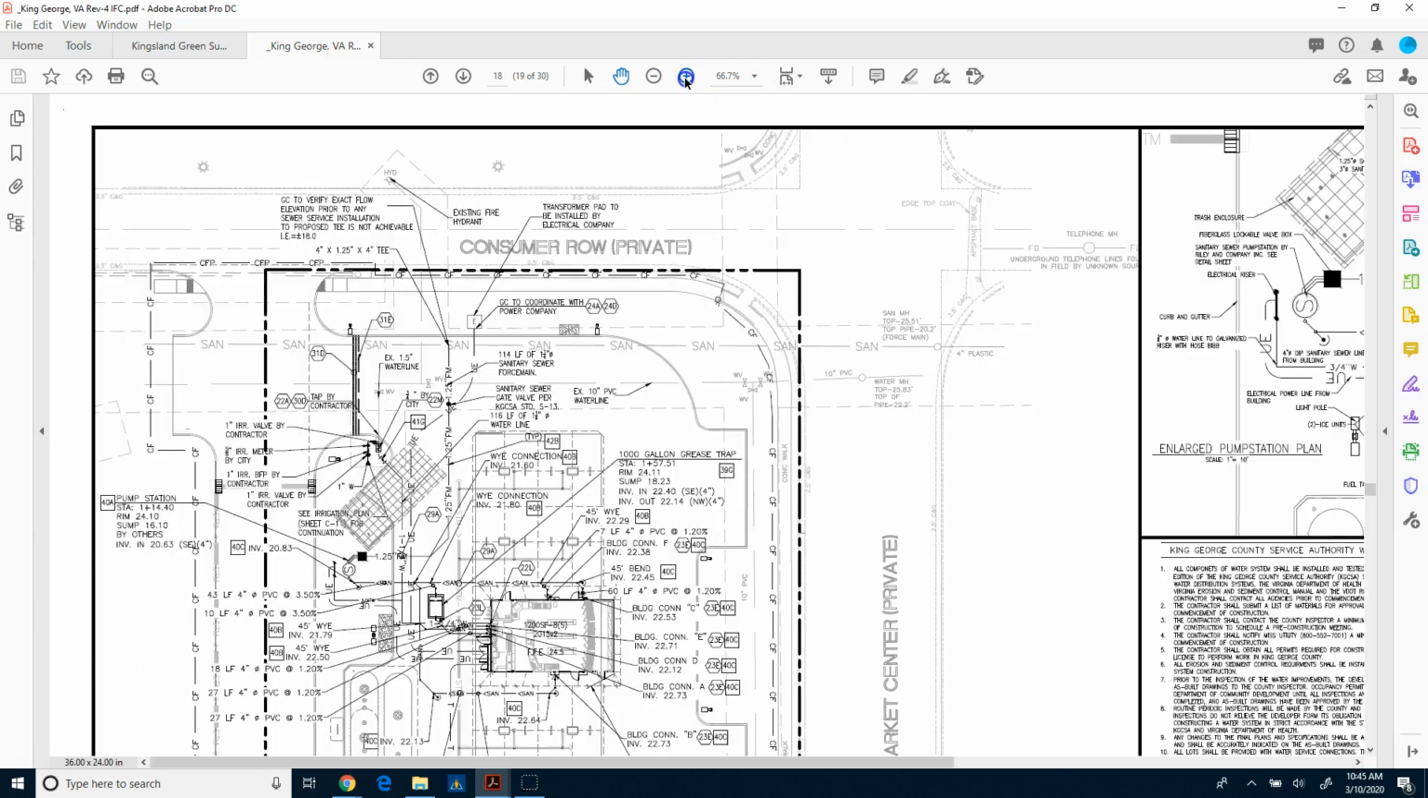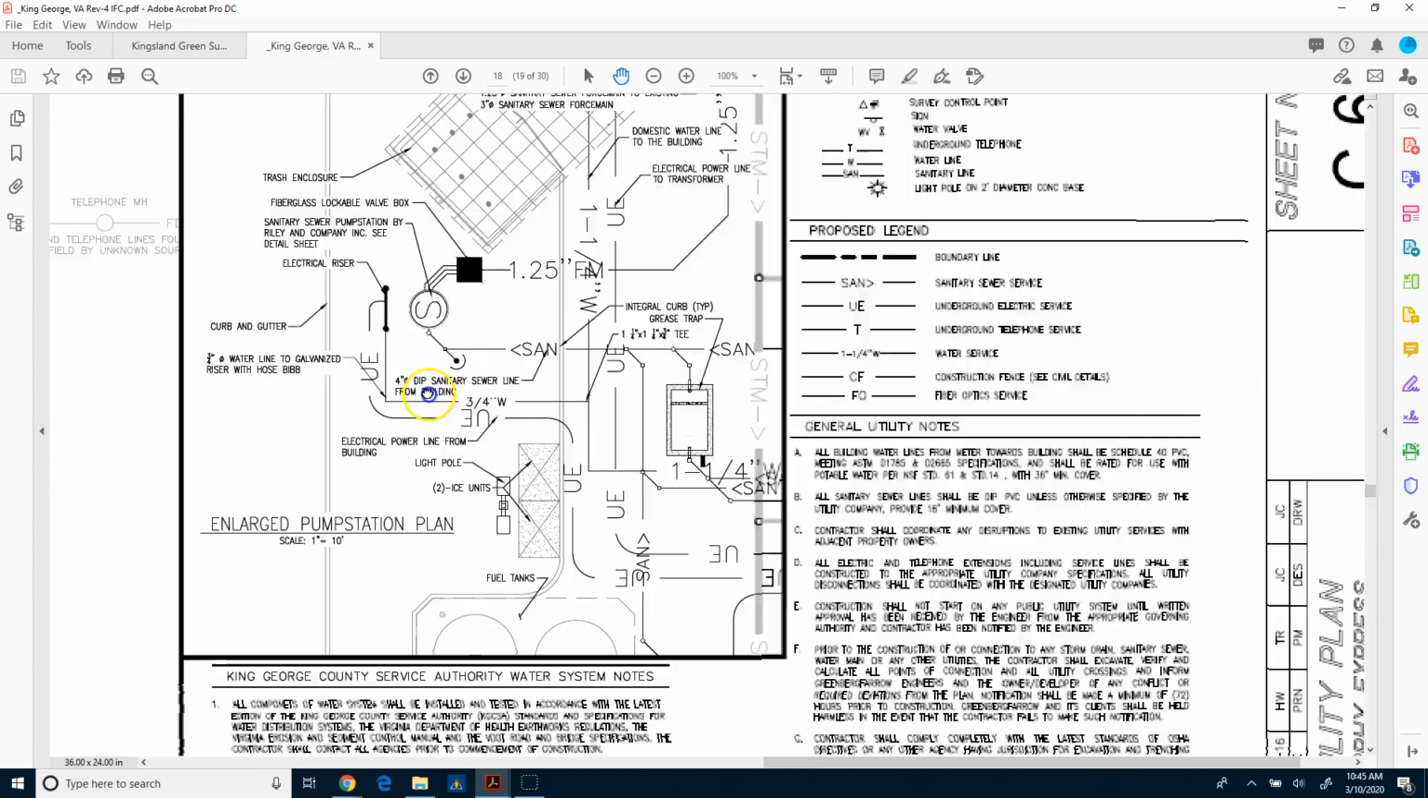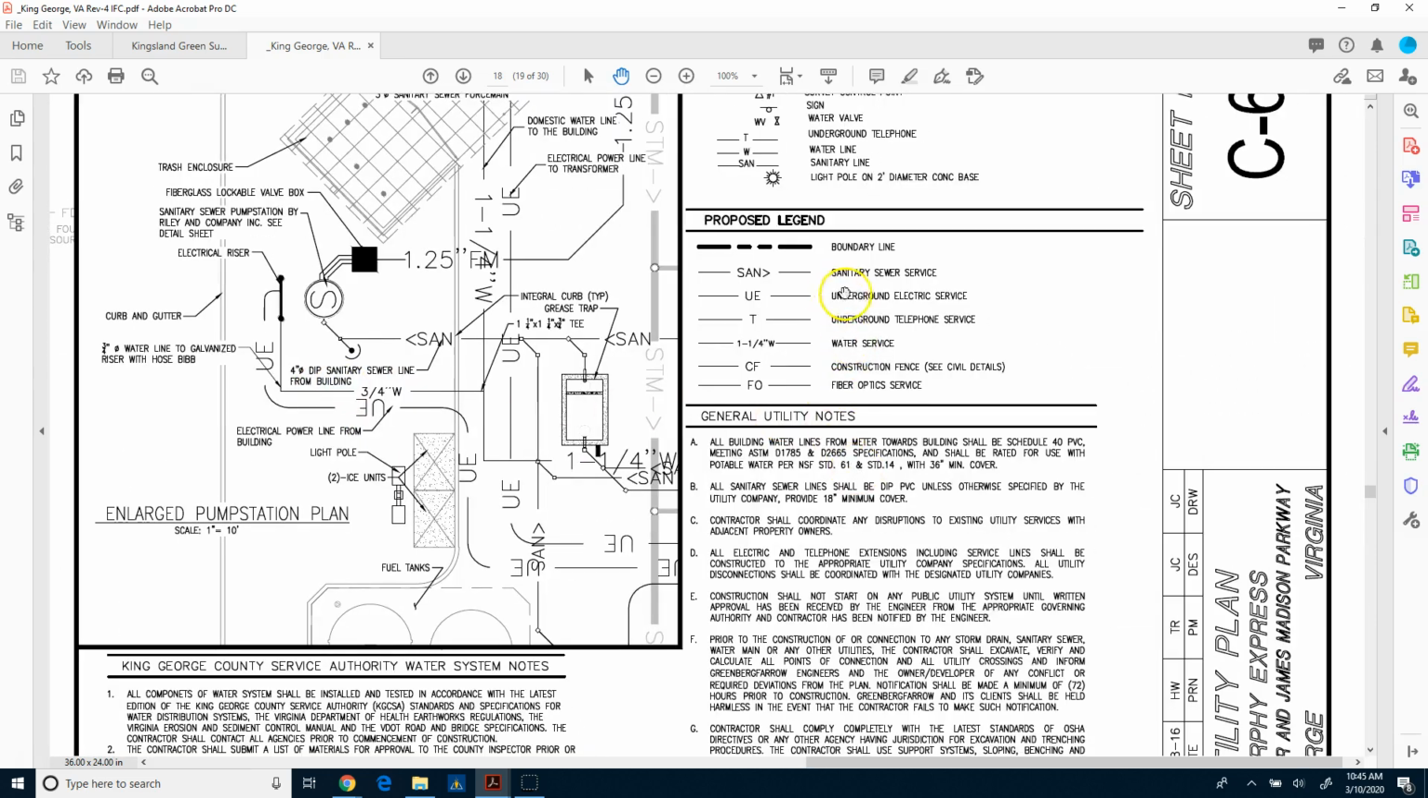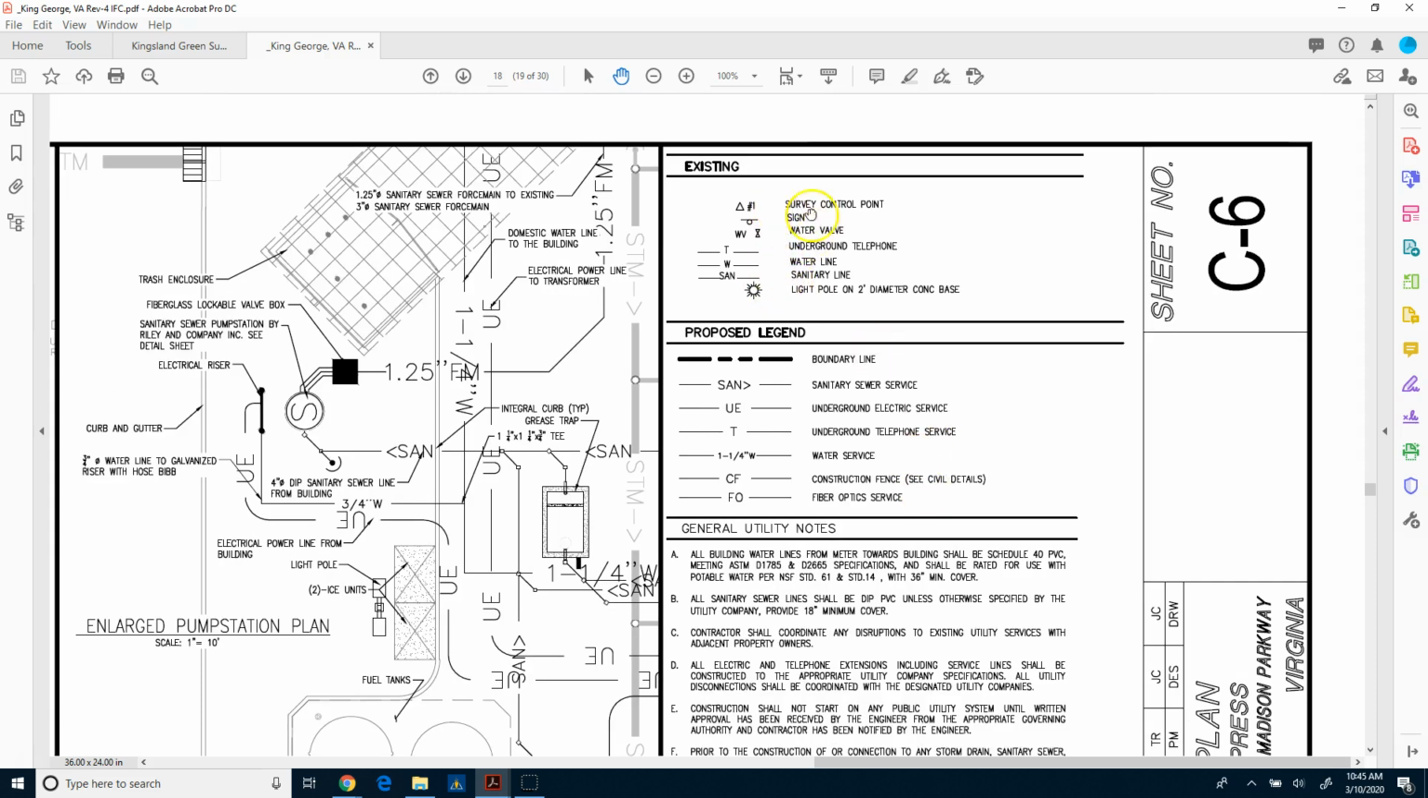So if we take a look at this utility plan, we come over, probably over to the notes first. In the legend, we can see we've got sanitary, underground electric, telephone, water service, construction fence, and fiber optics, and then some existing stuff. So these are our proposed legend.